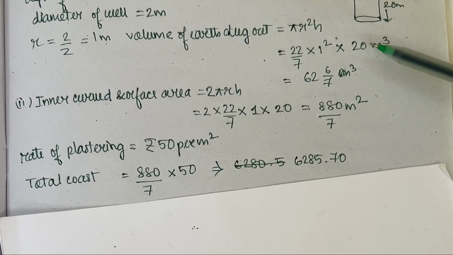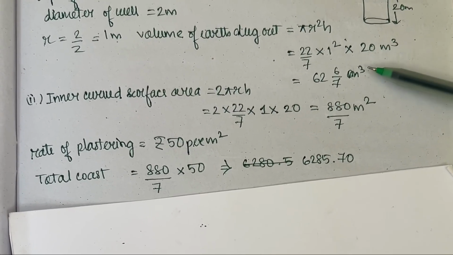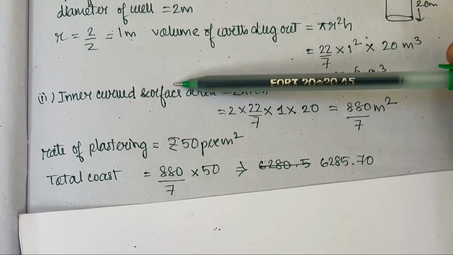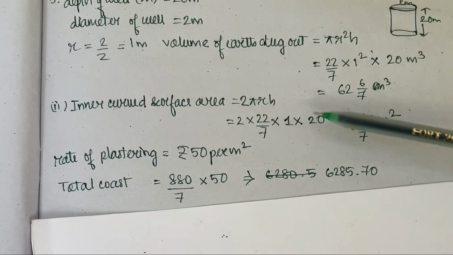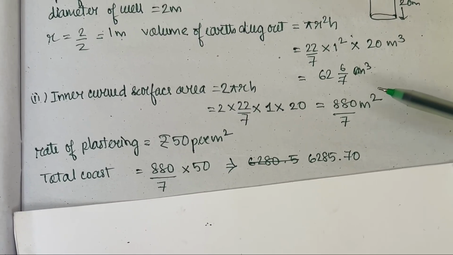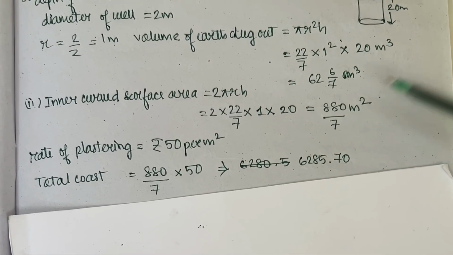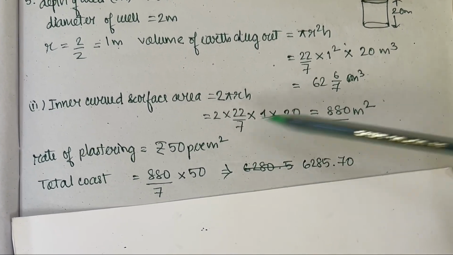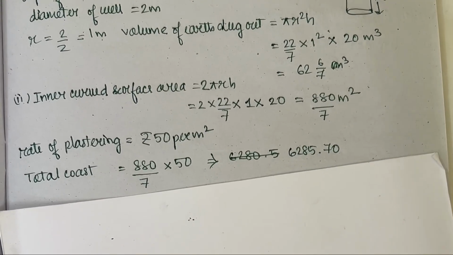Now for the second part, we need to find the inner curved surface area of the well, to be plastered at the rate of 50, and we need to find the cost of the plastering. So curved surface area formula we are putting, that is 2 pi r h, substituting the values and getting 880 by 7 meters square. Okay, the previous one will also be meter cube and this is also meter square. Now for rate of plastering, we know the rate per meter. So the cost into 50, so we are getting 6285.70 rupees.